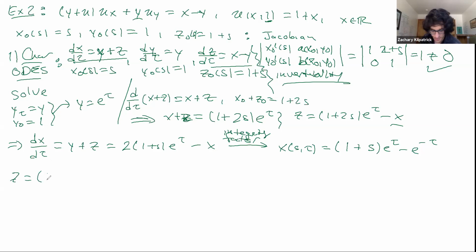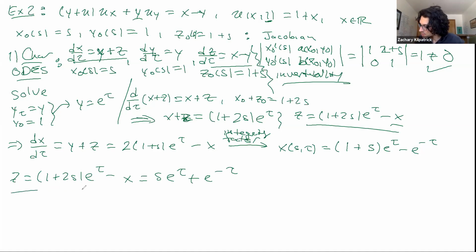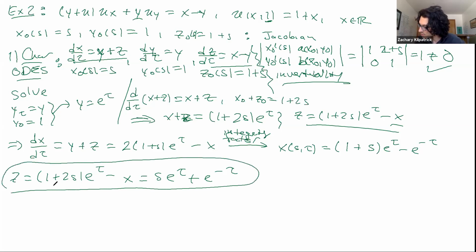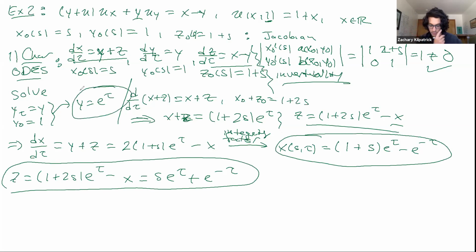This is just our way of doing it here, okay? So once we have our x solution, we can plug it back in to our formula for z that we had up here. And we end up with s e to the tau plus e to the minus tau. Okay. So what do we do next? Well, we have our solutions. They're sort of scattered over the page here. Here's our solution for z. Here's our solution for x. Here's our solution for y.